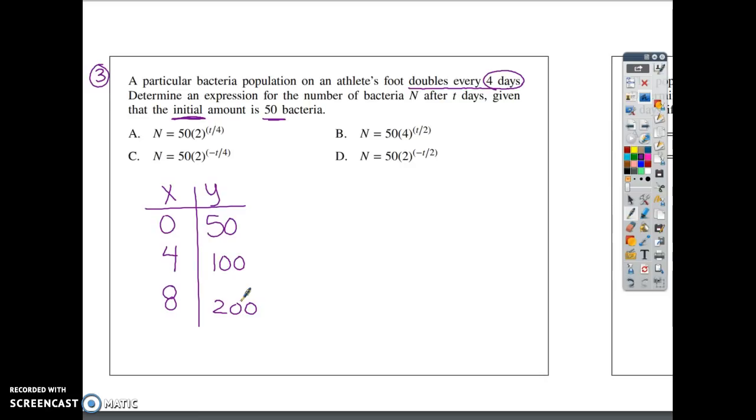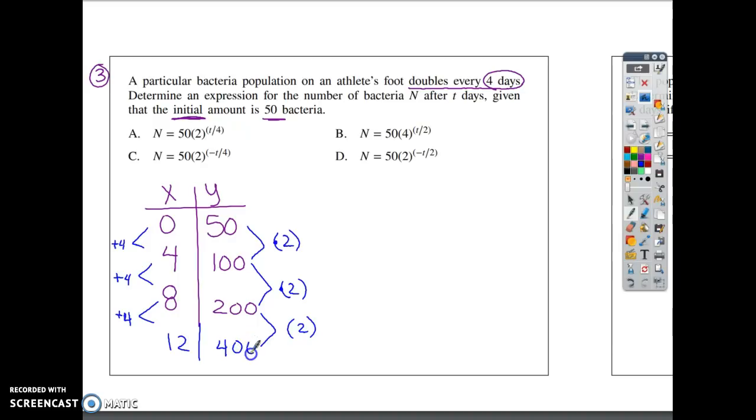So what's happening on the left side? You're adding 4. Every time you're adding 4. Okay? Every 4 days. So the next one would be 12, right? What's happening on the right side? You're multiplying by 2. Multiply by 2. And I can put parentheses instead. Multiply by 2, multiply by 2. So to get the next one, we're going to multiply by 2 again. That's going to give me 400.